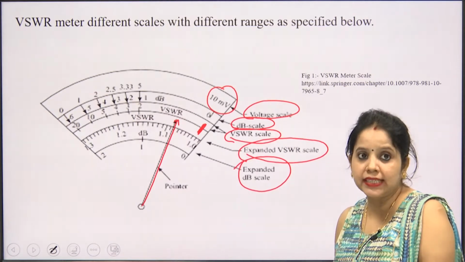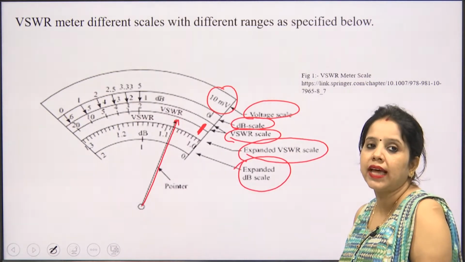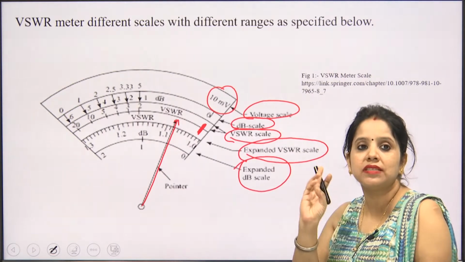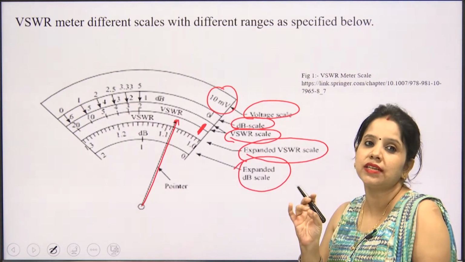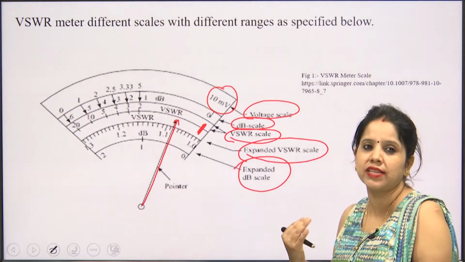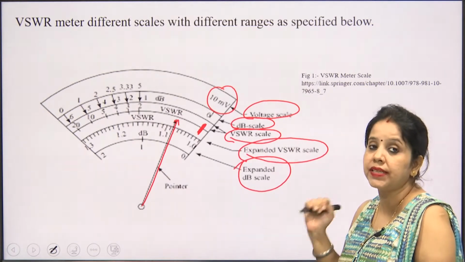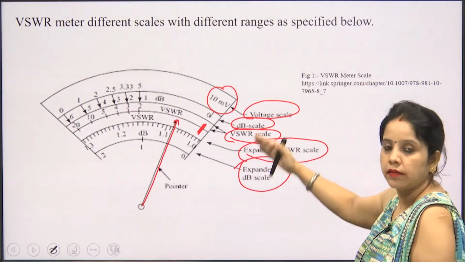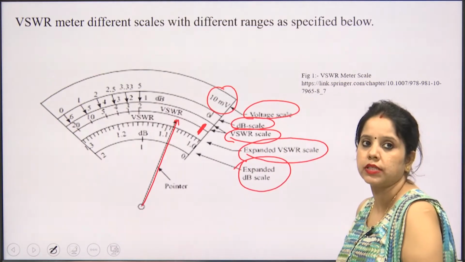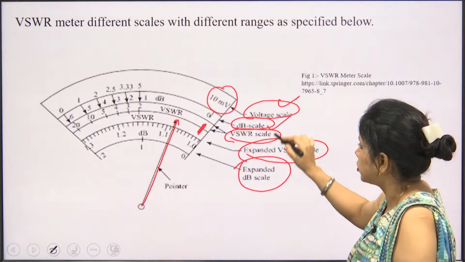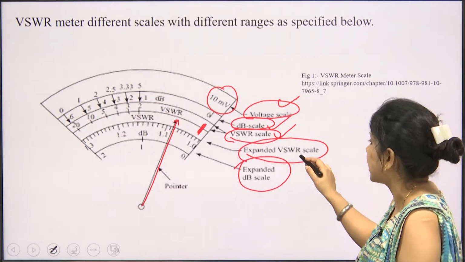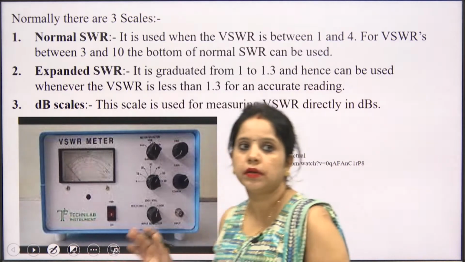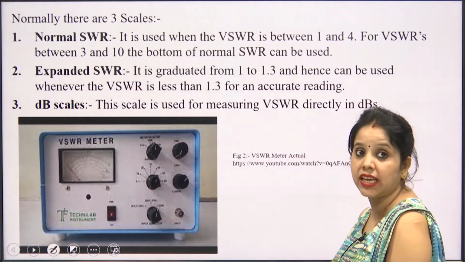So, in general terms we say that the VSWR meter is divided into 3 major scales. The first one is the VSWR scale, the second one is the expanded VSWR scale, and the third one is the expanded dB scale. But we can divide these further: in terms of voltage, in terms of a dB scale, in terms of a VSWR scale, the expanded VSWR scale, and the expanded dB scale. So, there are normally 3 scales.